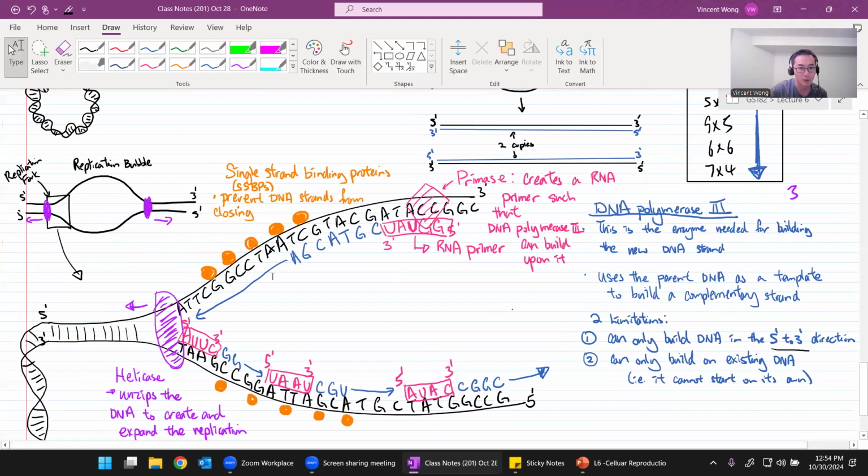So for the top strand here, as you unzip more, there is no problem. I don't need more primer because this is just going to continue to go on in the 5 to 3 direction. It's the bottom one that's causing a bit of a problem. I need to have multiple primers.